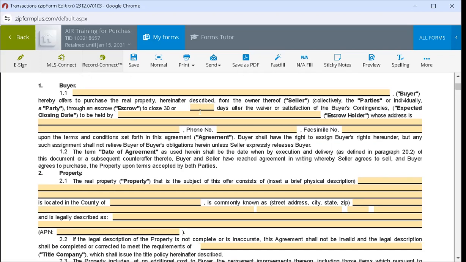The escrow holder, you're going to insert here. And I always recommend that you put an escrow officer.